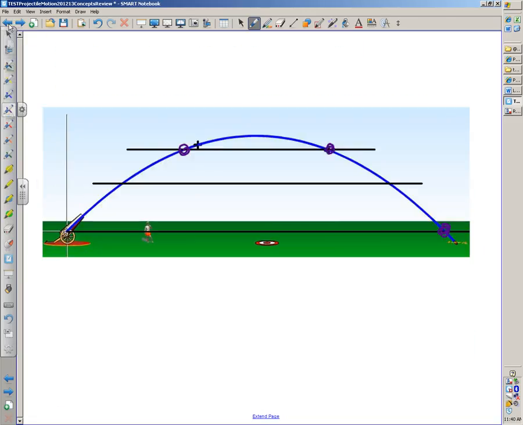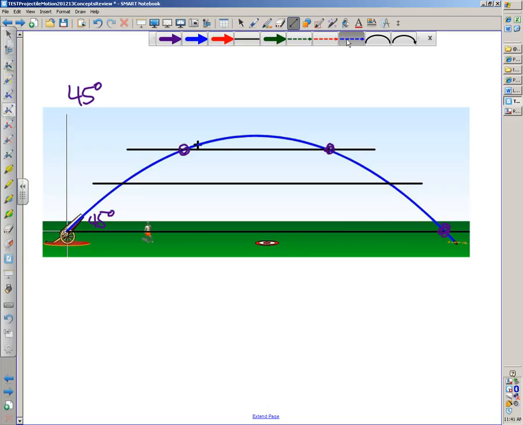Let's talk about this one here, okay? At this point, if we do a 45-degree launch, so this angle right here being 45 degrees, what's so special about that angle of 45? Both sides are the same. Both sides are the same, right? A 45, 45, 90 triangle is going to have just as much horizontal component as it does vertical component.